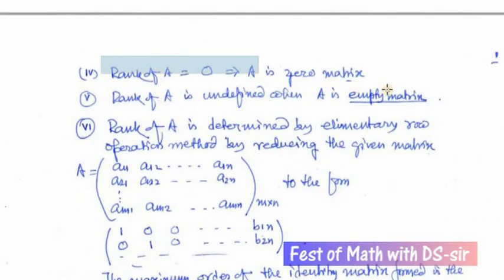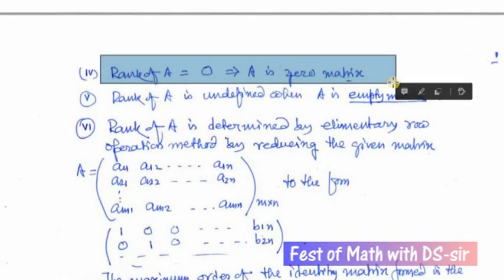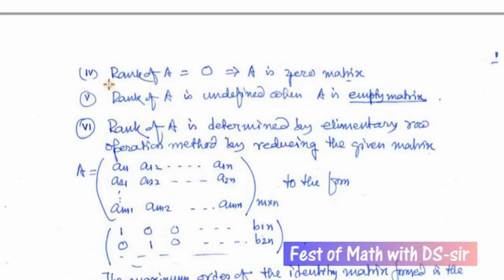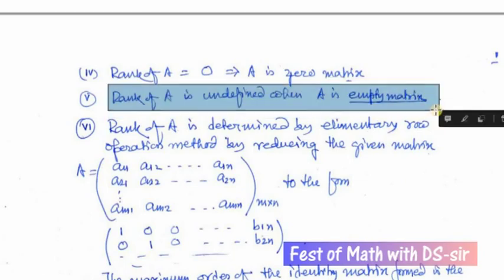Rank of A equal to 0 means A is a zero matrix. Only the zero matrix has 0 rank, because all elements are 0, so no determinant can be formed whose value is non-zero. Sometimes the rank becomes undefined. When is it undefined? When A is an empty matrix, that is, it has no row or column, no element. So its order is 0 by 0.